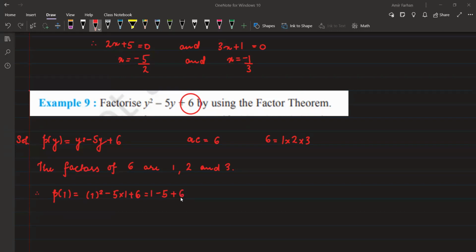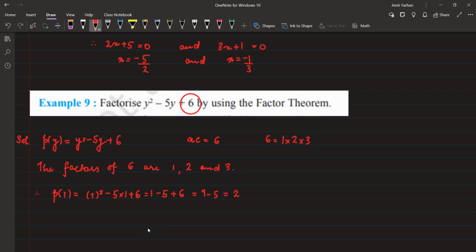So 1 minus 5 plus 6. This will become 7, 6 plus 1 is 7, minus 5, so 2. You are getting the answer 2 if you place 1. By the definition of zeros of the polynomial, that specific value should make the polynomial equal to 0. It means it should nullify the value of the polynomial. It should not be 2, it should be 0. Only then is it called a factor. Clear? Zero of the polynomial is the value that makes the polynomial zero if you substitute it in the polynomial.